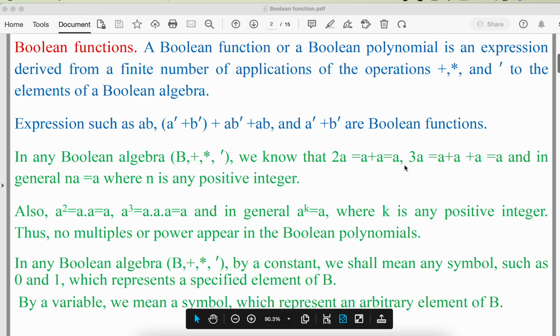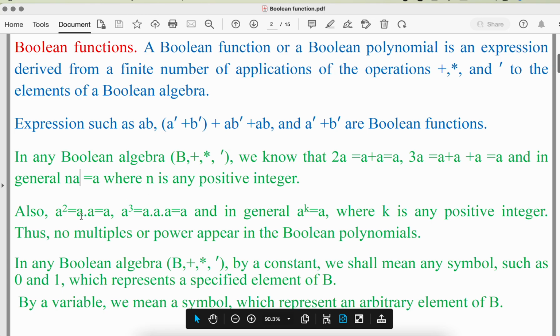Means 2A is equal to A. A + A + A means A + A is A, then again A + A is A. So 3A is also equal to A. So in general, we can write that 2A is A, 3A is A, 4A is A, means nA is equal to A, where n is any positive integer.